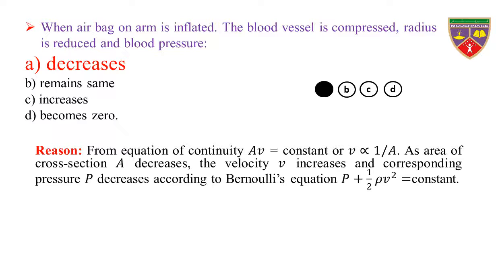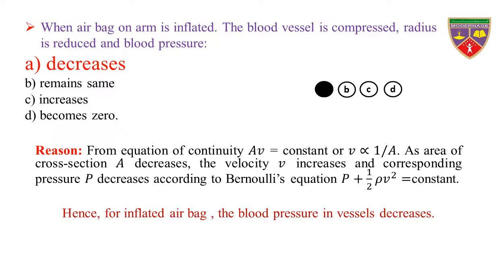Reason. From the equation of continuity, A into V is equal to constant, where A is the area of cross-section, V is the speed. Speed is inversely proportional to area of cross-section. As area of cross-section A decreases, the velocity V increases, and corresponding pressure P decreases according to Bernoulli's equation, P plus 1 by 2 rho V square is equal to constant. As V increases, P decreases, therefore the sum remains constant. Hence, for inflated air bag, the blood pressure in vessels decreases.